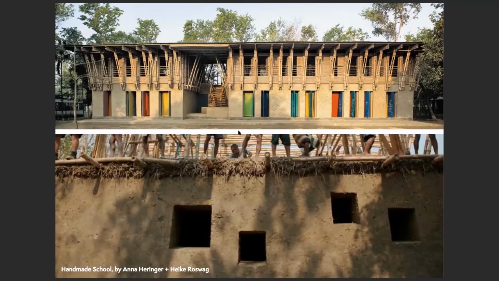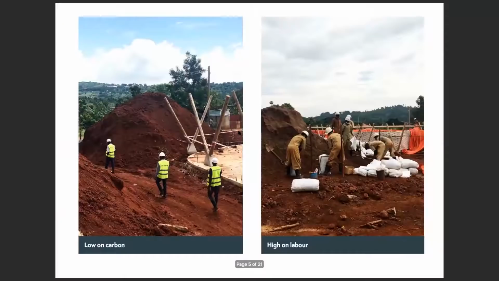You see there in the background an image of a school by Anna Heringer in Bangladesh, which is using non-stabilized rammed earth. Earth bags count as a non-stabilized application. Why is earthbag so suitable for us? We feel that earthbag construction is extremely suitable to our particular situation in Uganda, because, as we say there, it is low on carbon and high on labor. And that seems like a fairly good mix for our situation. We have many people who need work. We have wonderful soil available. And why should we not make best use of it?